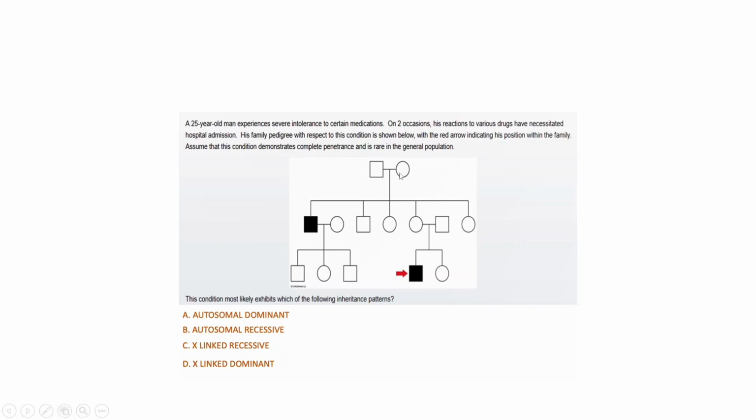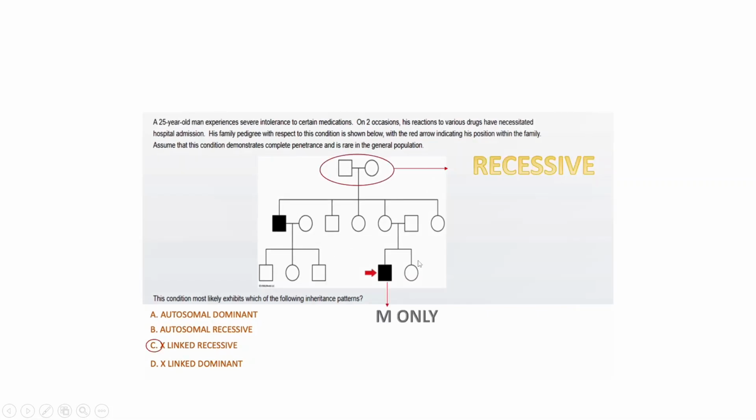So for him here, both of his parents did not show the clinical condition, right? So we're talking about recessive now. There is a male here, there is a male here. So we're talking about X-linked. So this is X-linked recessive, looking at this pedigree.